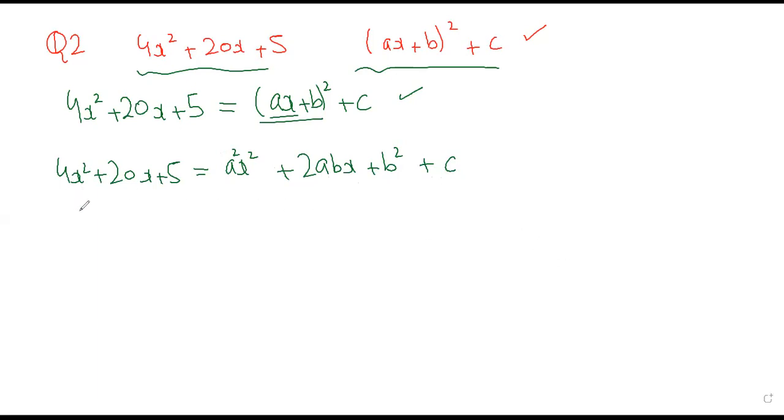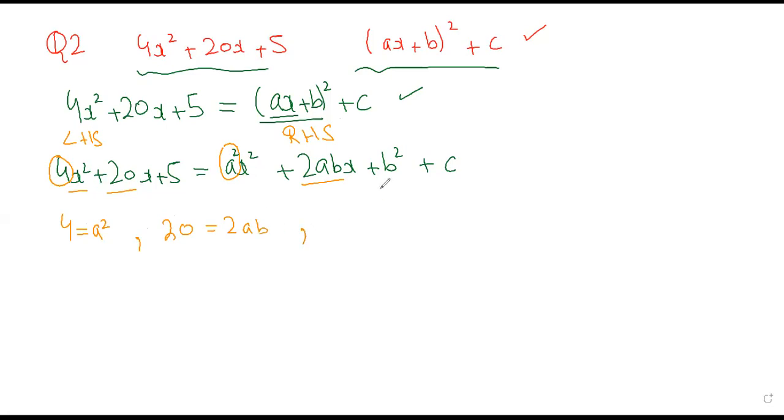Okay. Now I can clearly see that the coefficient of x squared on the left side is 4, and the coefficient of x squared on the right side is a squared. So it would become 4 equals a squared. Then I need to focus on the coefficient of x. It is 20 on the left side. It is 2ab on the right side. So the second equation would be 20 equals 2ab.